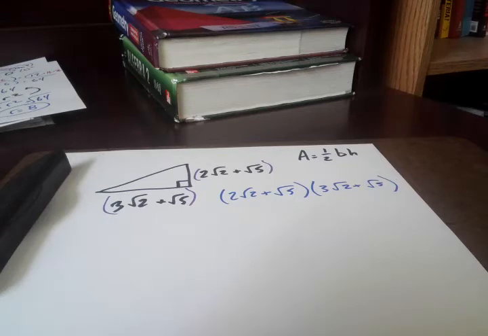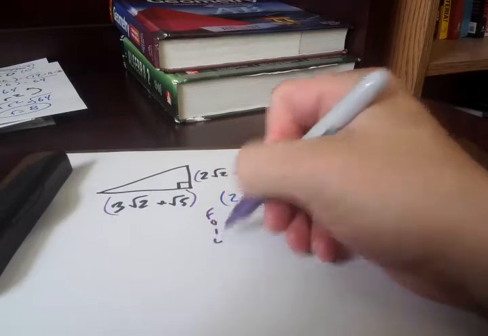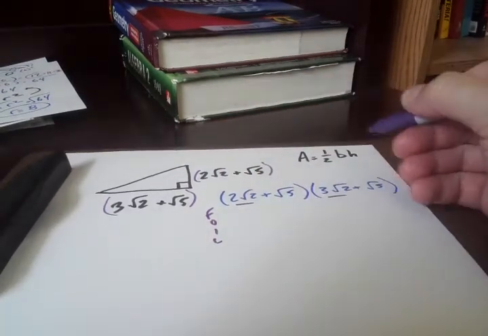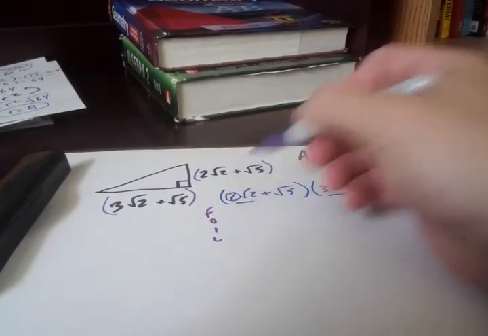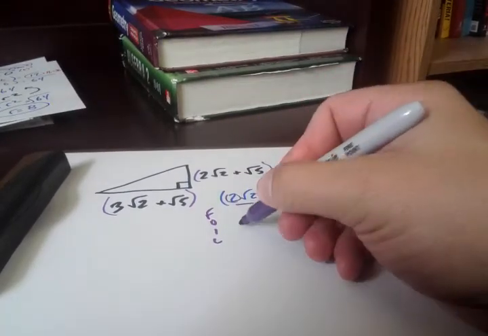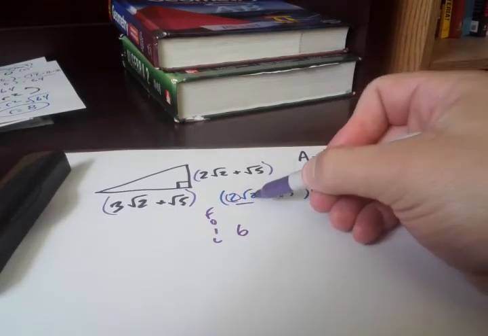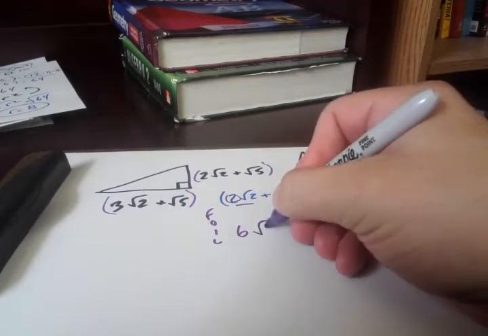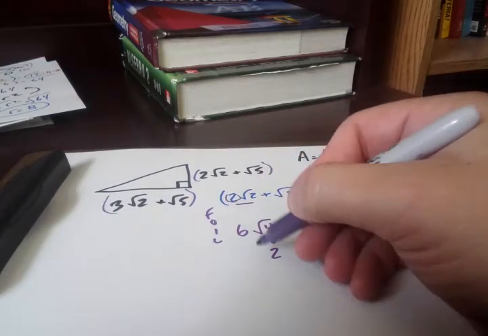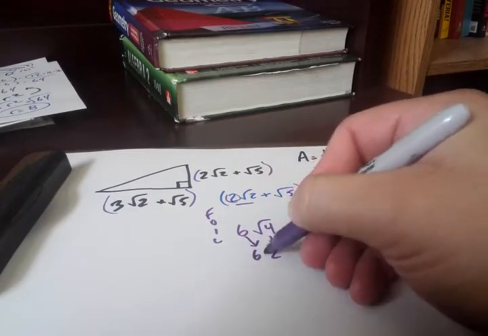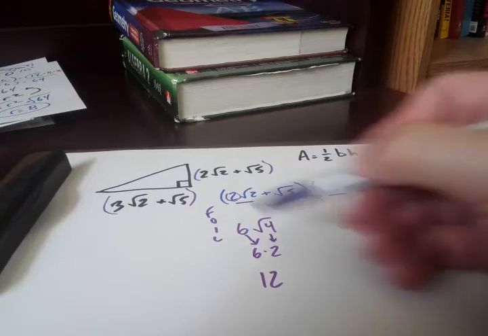Inside times inside, outside times outside. So FOIL says first, outside, inside, last. The first is this and this. Okay. What's 2? Here's the outside numbers. 2 and 3. 2 times 3 is 6. And then we have the radical number, right? We have radical 2 times radical 2, which is radical 4. And we know what radical 4 is. It's what? It's 2. So 6 times 2 is 12. All right, so our first is 12.